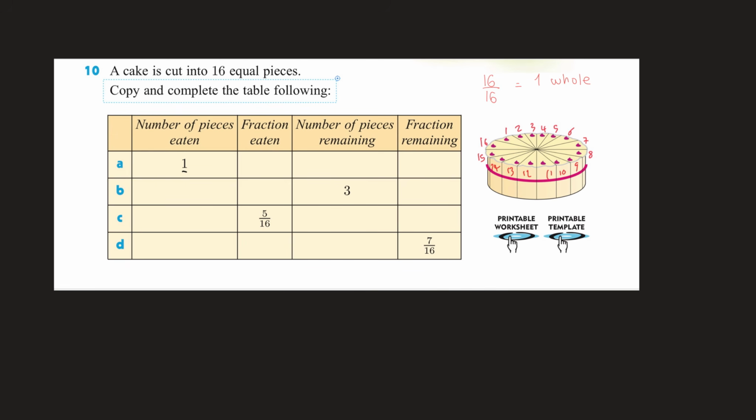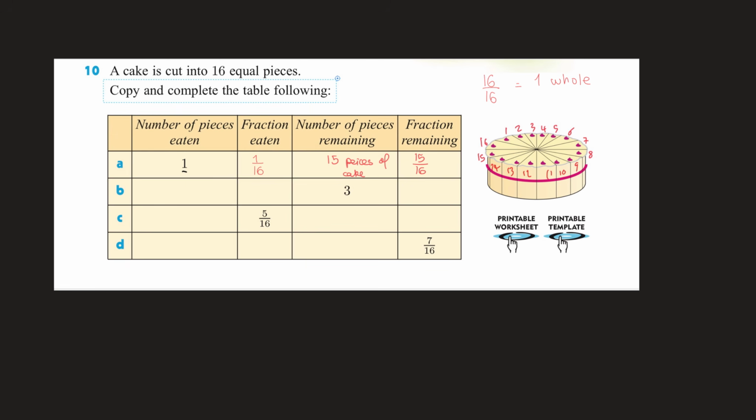And if you remove one out of those 16 pieces, the fraction that is eaten is 1 out of 16, right? And the number of pieces that remain when you remove one of these slices, what's that? That's 15 pieces remaining. 15 pieces of cake remaining. And what's the fraction that remains then as well? 15 out of 16. So that explains that first row.